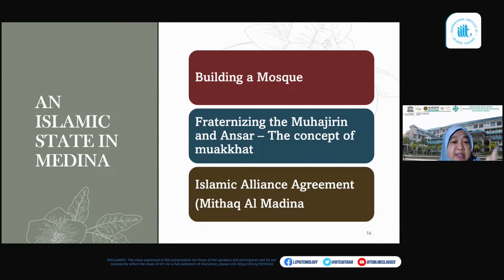Okay, and these are the three things that the Prophet did in order to resolve the issue of conflict that happened in Medina. So as a conclusion, the intricate dance of cooperation and conflict forms the backbone of human society. It becomes a driver of progress and challenges our resilience. Both cooperation and conflict are essential elements of the human experience and human interaction.